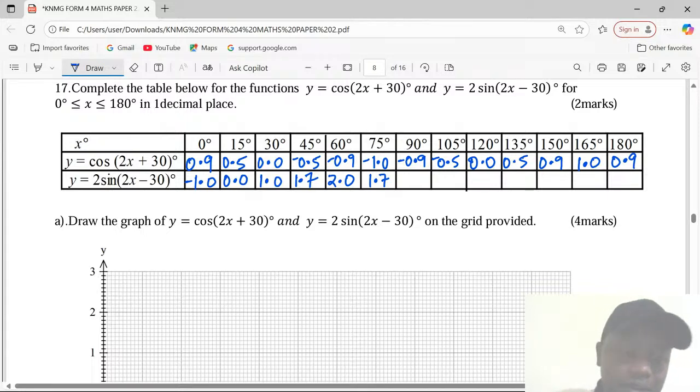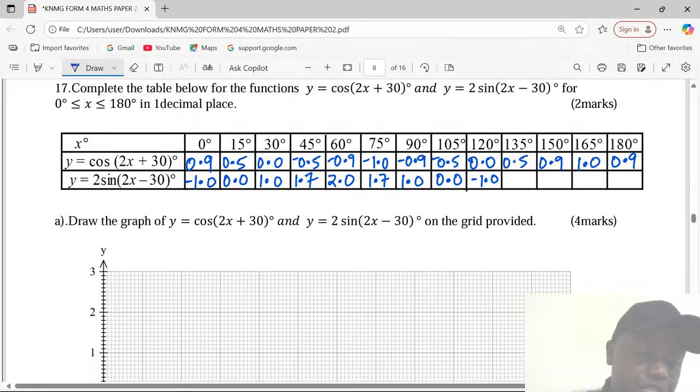Okay, so at 90, we'll be having 2 into 90. Then we subtract 30. So 2 sine of this value, which is now 1.0. We proceed to 105. 2 into 105 minus 30. So 2 sine of this value, I'm getting exactly 0.0. That way. Then 120. 2 into 120 minus 30. So 2 sine of this particular value, I'm getting negative 1.0.